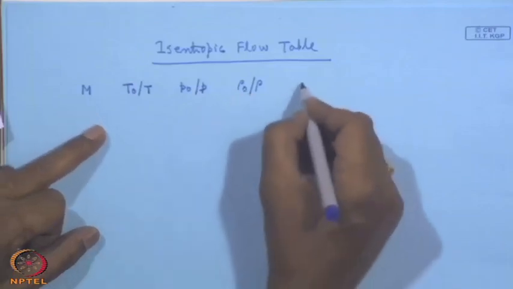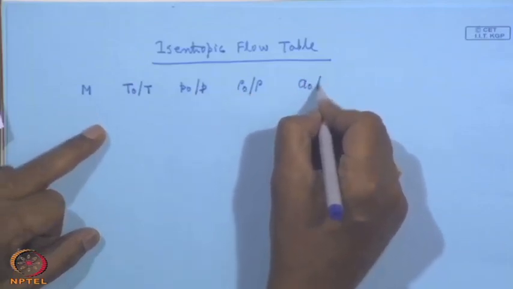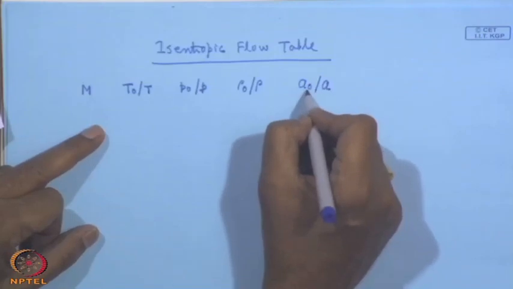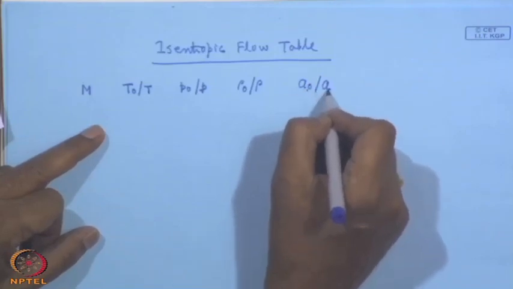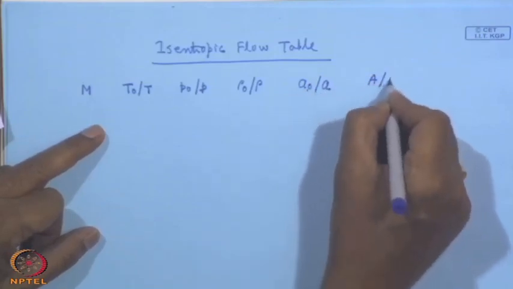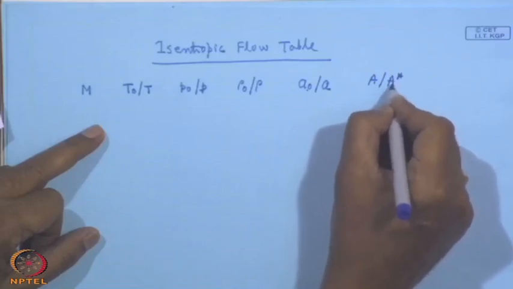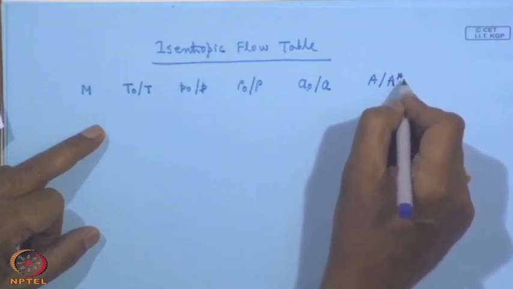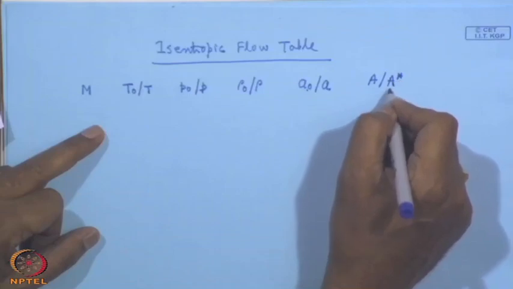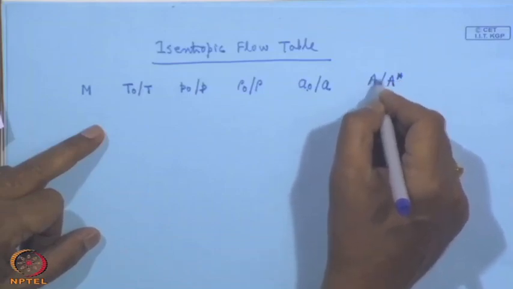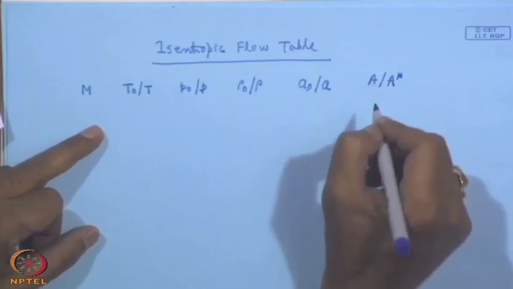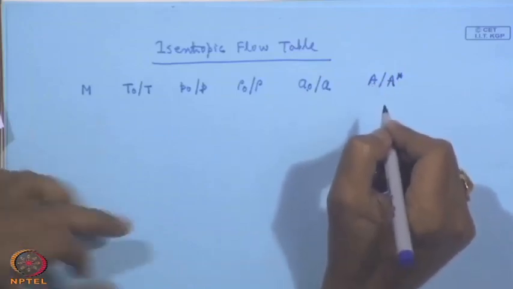Similarly, A0 by A is the acoustic speed at the stagnation condition to the local acoustic speed. Then there is A by A star, which you probably recall. A star is the area where the sonic velocity is reached, that is the minimum area known as the throat area, corresponding to M equal to 1, and A is the local area with which we are concerned.